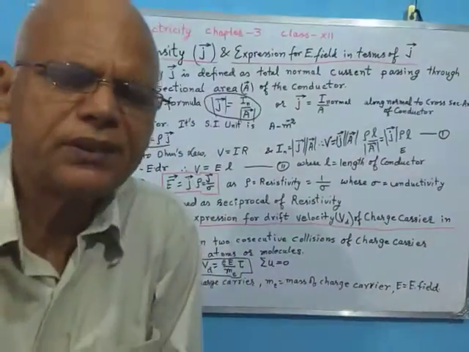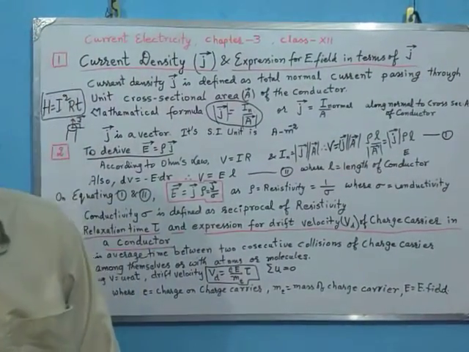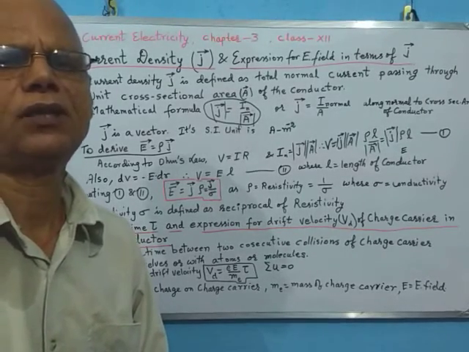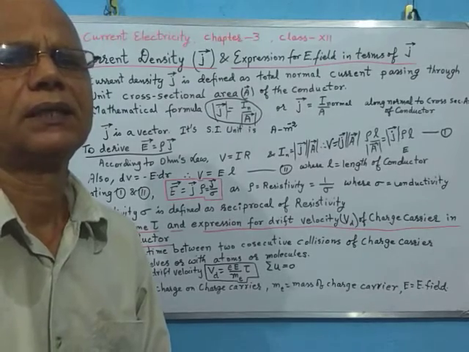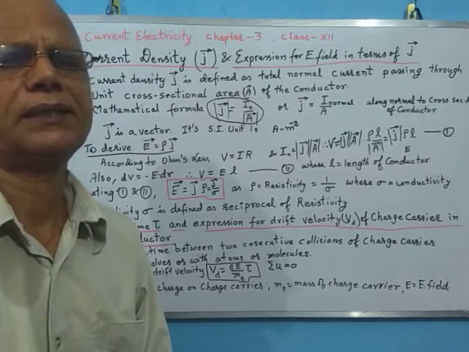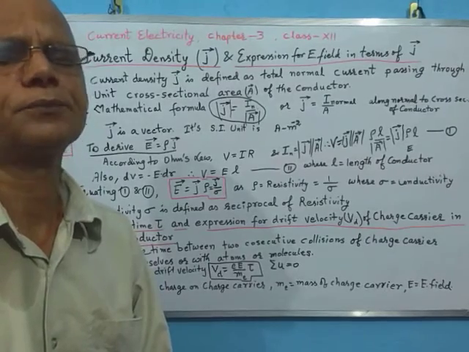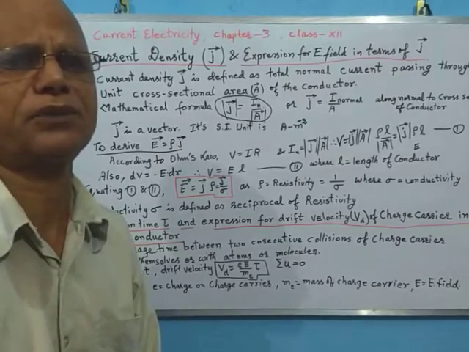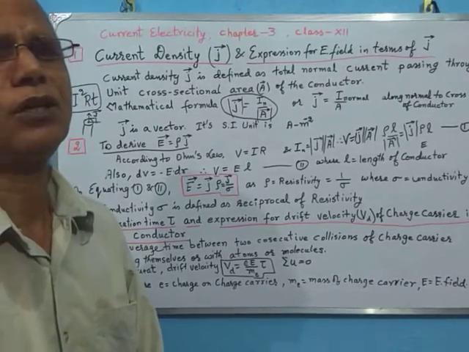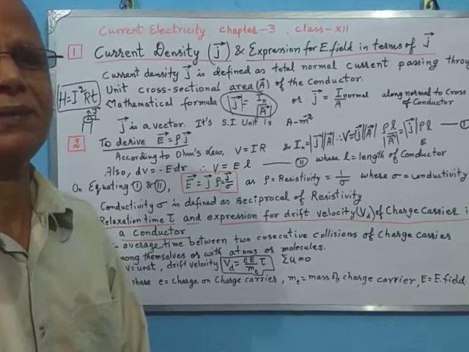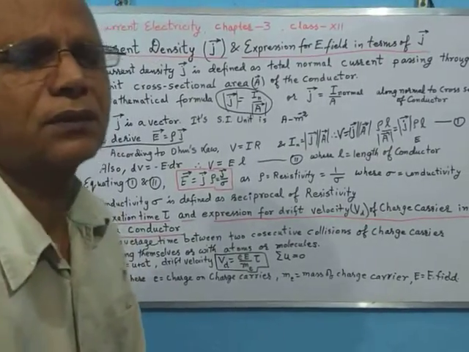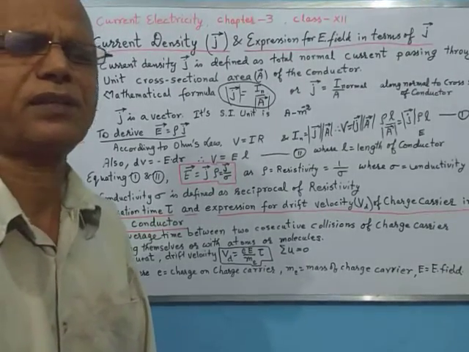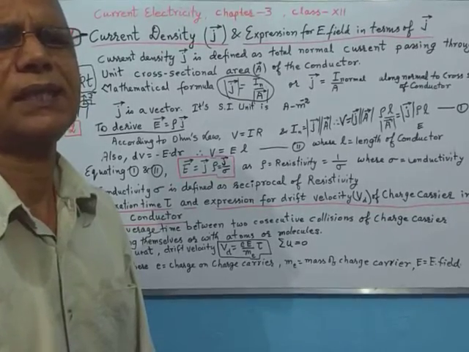Dear students, today we are going to talk about the current density. We will also derive the expression for current density related with the electric field. That is, we will find the expression for electric field in terms of current density, and we will also learn about what is relaxation time, and from then forward we will find the expression for drift velocity of the charge carrier moving in a conductor.